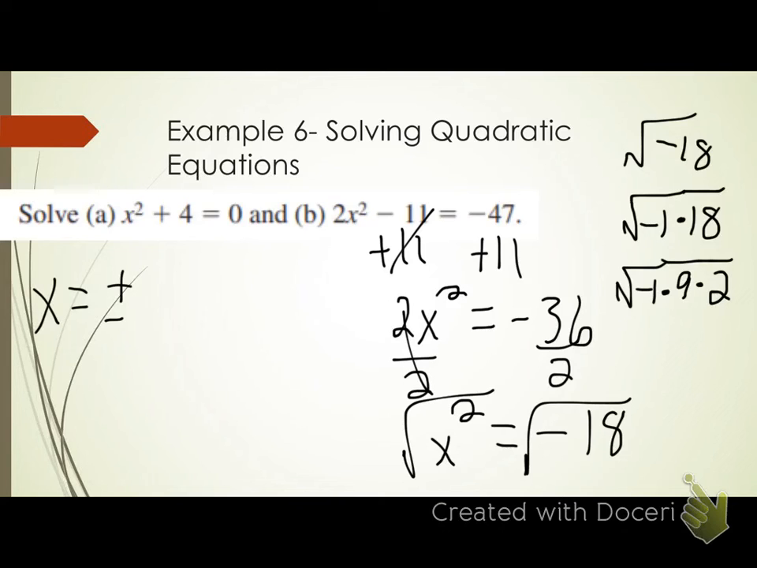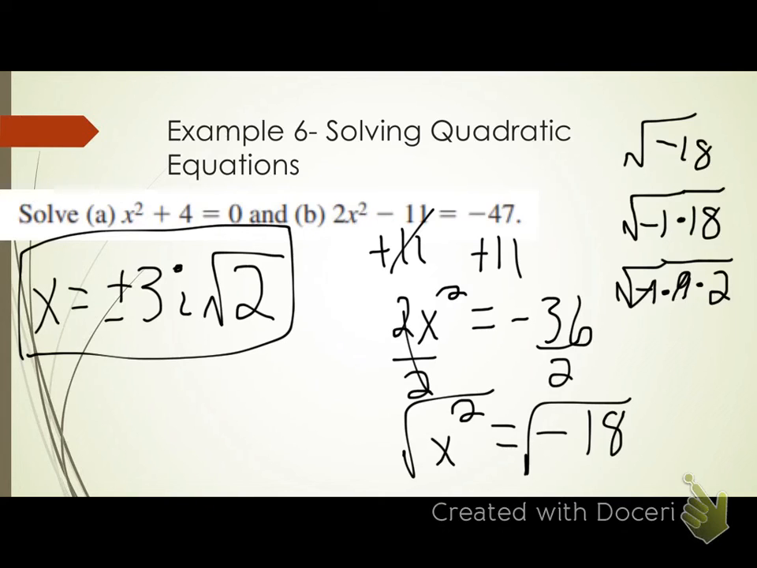So, what's the square root of negative 1? i. Square root of 9? 3. Is 2 a perfect square? It is not. Are there any perfect squares that go into 2 besides 1? No. So it has to stay under the radical. Is this all simplified? Yes, it is. So my answers are positive 3i square root of 2 and negative 3i square root of 2.